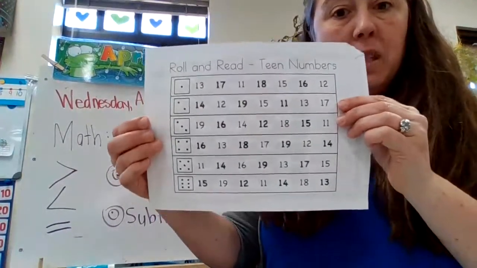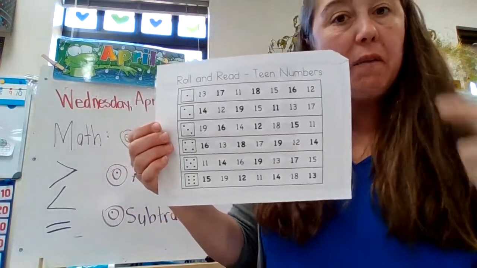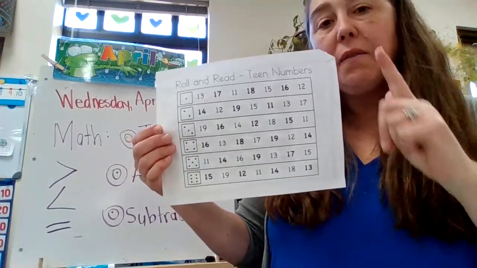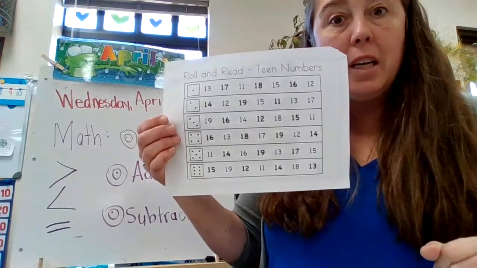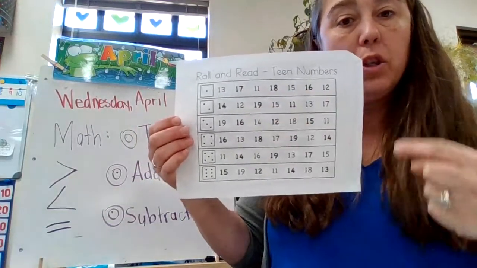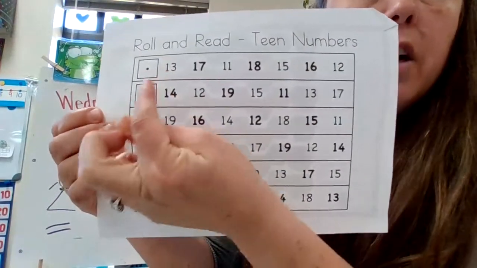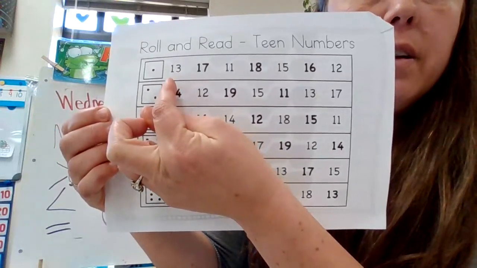If you haven't used this one in a while, this is a great one. It's like a fluency for your ABCs except for your teen numbers. So I'm going to touch it and you're going to say it. We're just going to go through 2 rows of it. Are you ready? Go. Number 13.